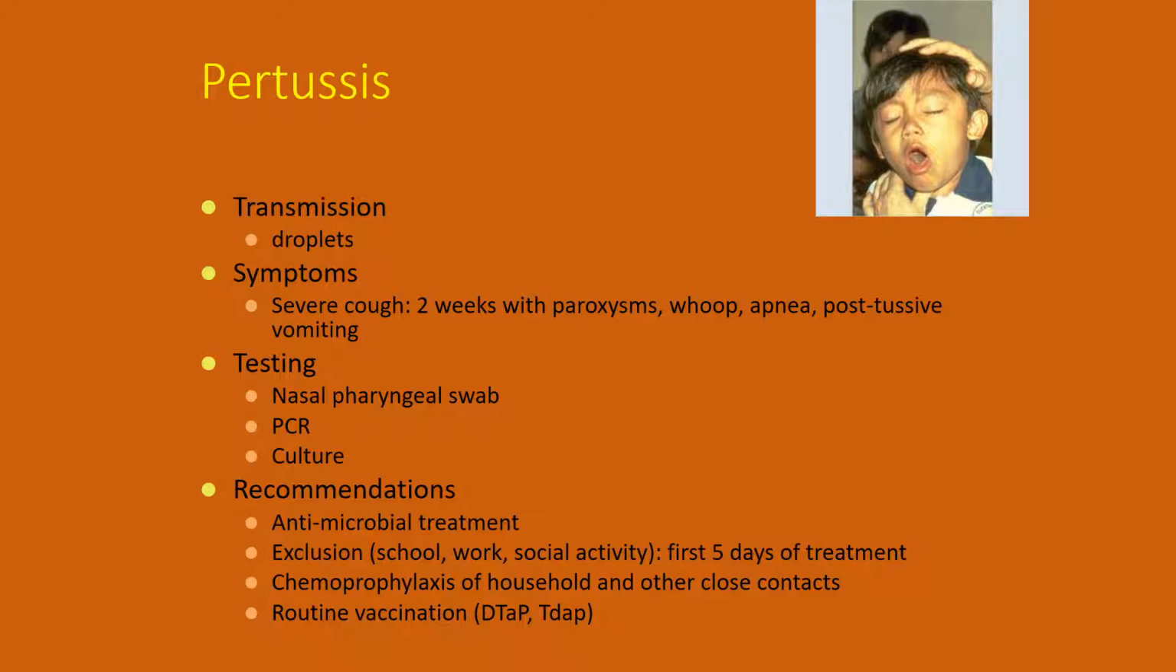If someone is a confirmed case, we will give chemoprophylaxis to their household and other close contacts. And again, children should receive the DTaP, and adults and adolescents should receive the Tdap, noting that the D and the P are small letters, meaning a smaller dose in the Tdap versus the DTaP.